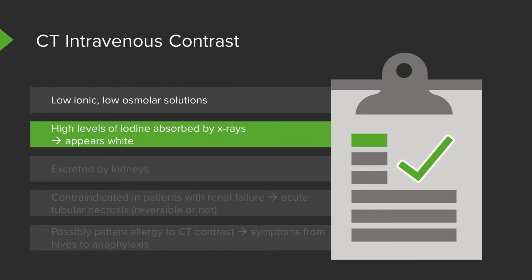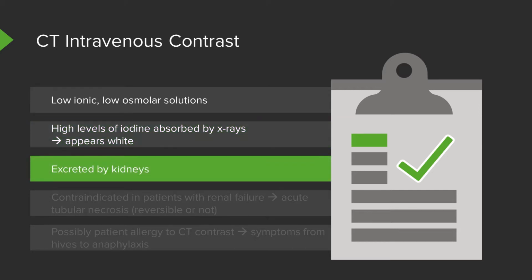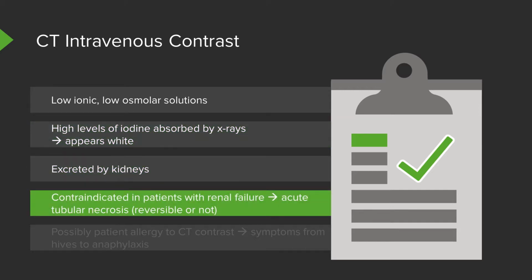So intravenous contrast is a low ionic, low osmolar solution. It contains high levels of iodine, which is what's absorbed by the X-rays, and that's what makes the image appear white. It's excreted by the kidneys, and because of that, there's a contraindication in patients who have renal failure, because it can cause acute tubular necrosis, which may or may not be reversible.